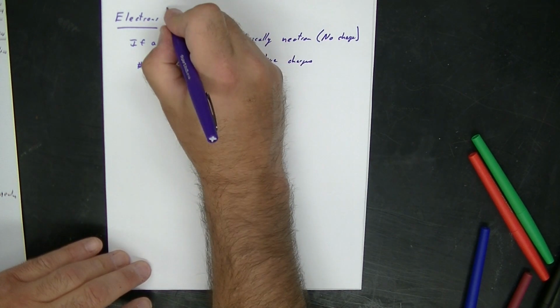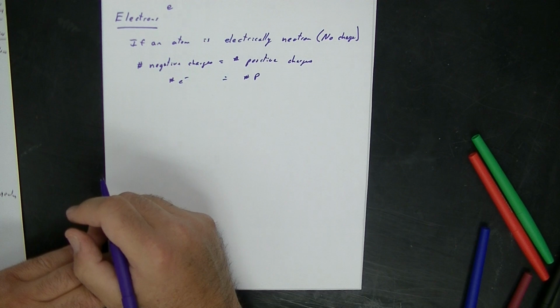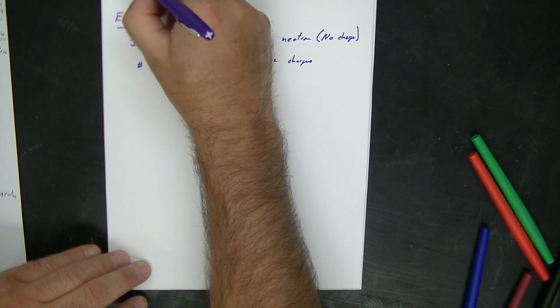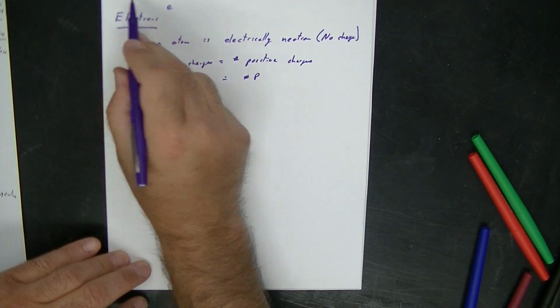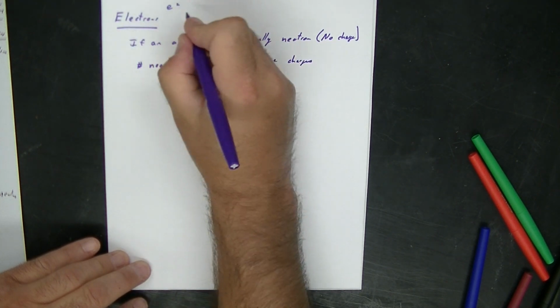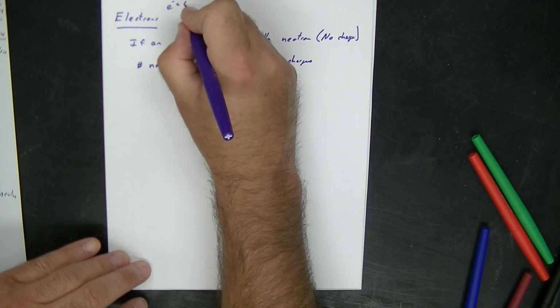Okay, so if we come back up here, this is an electrically neutral atom. If it was an ion, it would have a charge here. There is no charge, so this is electrically neutral. So the number of electrons is going to equal the number of protons.